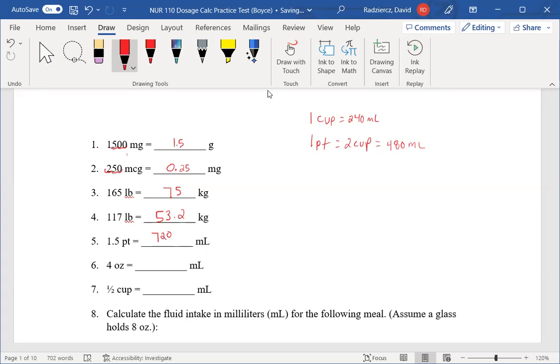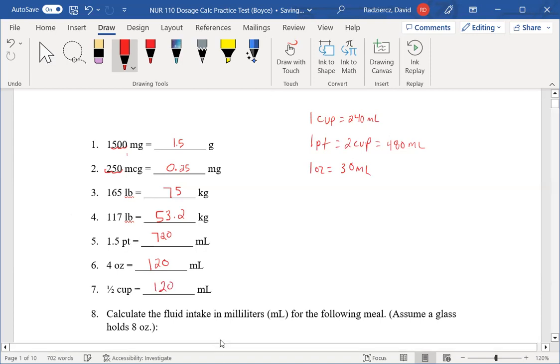Ounces to milliliters. This one I do happen to know off the top of my head. 1 ounce is 30 milliliters. So 4 times 30 is 120 milliliters. And then a cup, we already said 1 cup is 240. So half of that would just be 120. Okay. Clearly 120 was the number I had in my head as I was doing some of these.